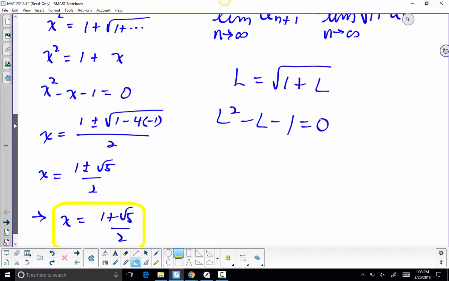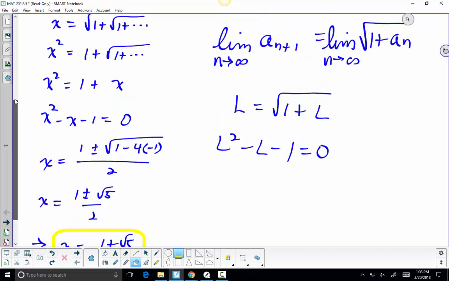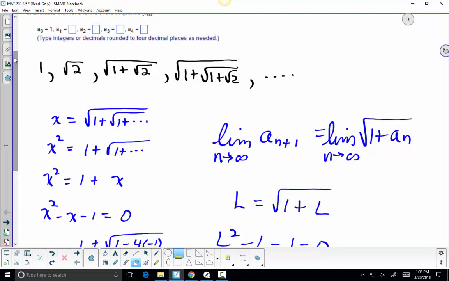Will we have one like this on the exam? Maybe. If there is one like this on the exam, it would be one where I tell you this converges, what does it converge to, so you could use this technique here. You won't have technology to get that empirical evidence of convergence, so I would tell you this converges, what does it converge to? So this technique works really well for that, if you know it converges.